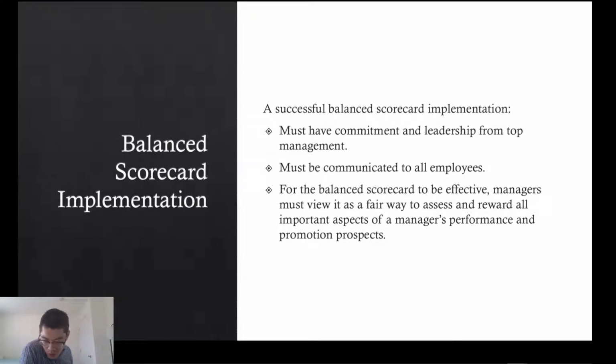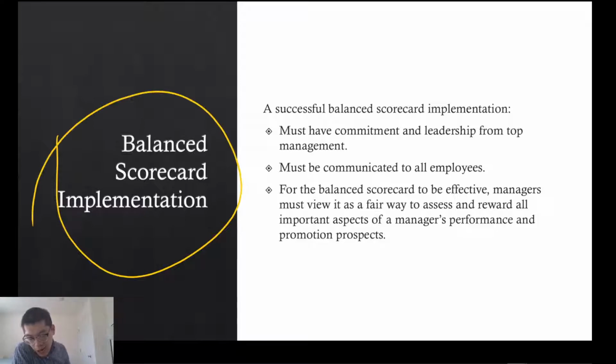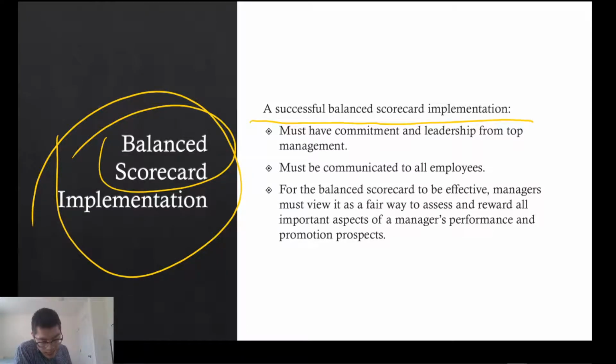So, balanced scorecard implementation. Now we're talking about how we are able to successfully implement balanced scorecard techniques in the company to serve as the system for strategy implementation. A successful balanced scorecard implementation must have commitment and leadership from top management. So that is the tone at the top. If the top management teams are not really buying into these balanced scorecard techniques, then it's not going to work, right?